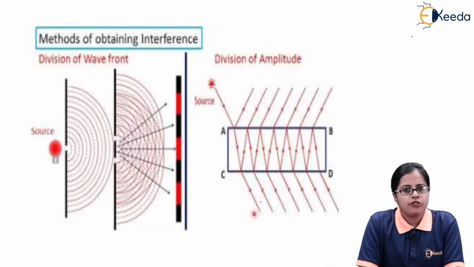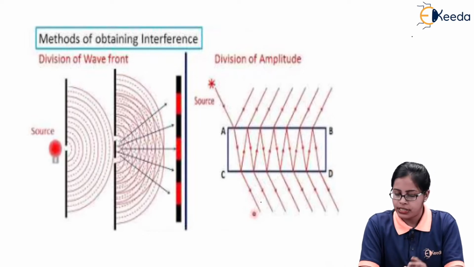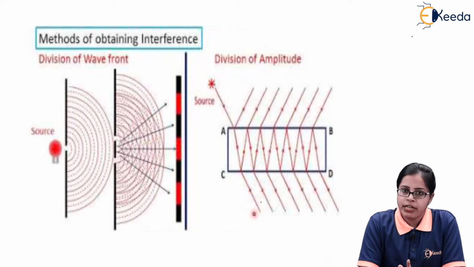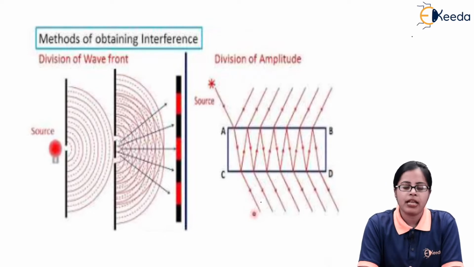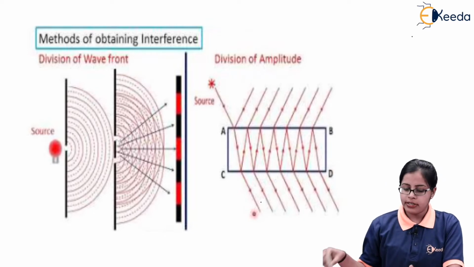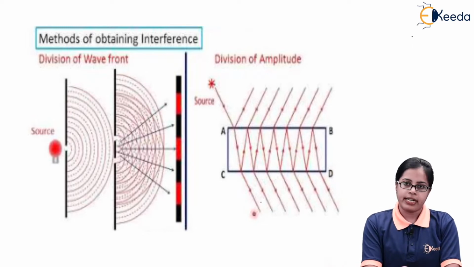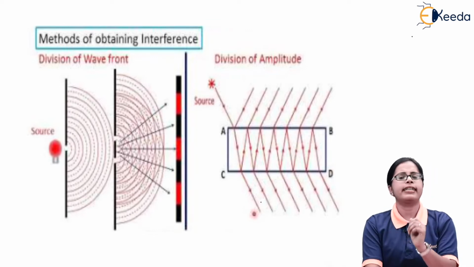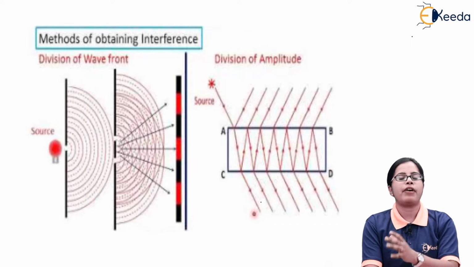Now, when you talk about the methods of obtaining this interference, there are two methods which we mainly approach: firstly division of wavefront, and secondly division of amplitude. As you can look in the diagram, division of wavefront is one method of getting the interference pattern. The second method to obtain the interference is division of amplitude.